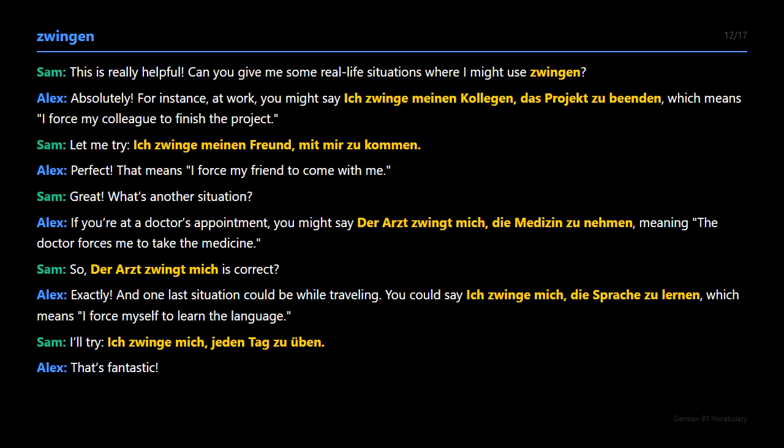This is really helpful. Can you give me some real-life situations where I might use zwingen? Absolutely. For instance, at work, you might say, Ich zwinge meinen Kollegen, das Projekt zu beenden, which means I force my colleague to finish the project. Let me try. Ich zwinge meinen Freund, mit mir zu kommen. Perfect. That means I force my friend to come with me.